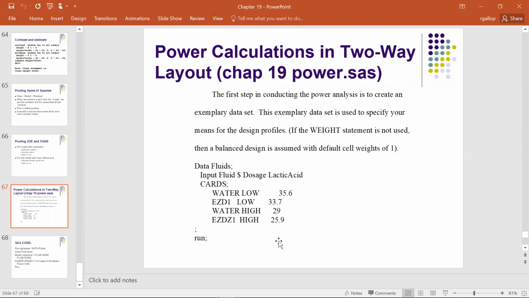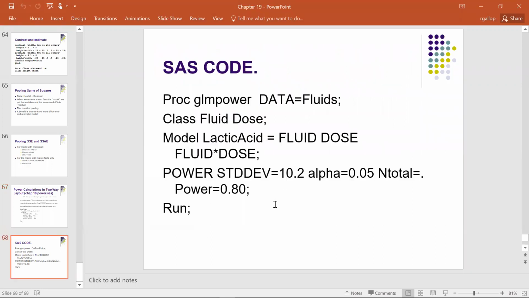If I take you back to the PowerPoint slides, as we see here, this is giving us a little example. The best way to do power for a two-way ANOVA is to create a data set that contains the cell means for the respective combinations, in this example, of fluid, water, EZDZ1, with dosage, low, high, and the respective outcome Y. These are the observed cell means.